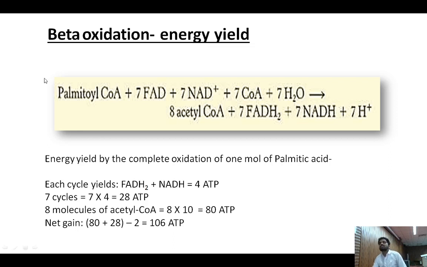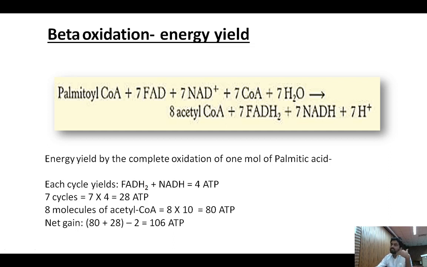So let's take the example of palmitic acid. I will repeat everything. Palmitic acid will get activated with the help of ATP and coenzyme A, forming palmitoyl coenzyme A. Here ultimately two high energy phosphate bonds are released, so the equivalent of 2 molecules of ATP is getting utilized. Plus 7 cycles, because this is a 16 carbon fatty acid, right? So ultimately 7 cycles of the 4 reactions.